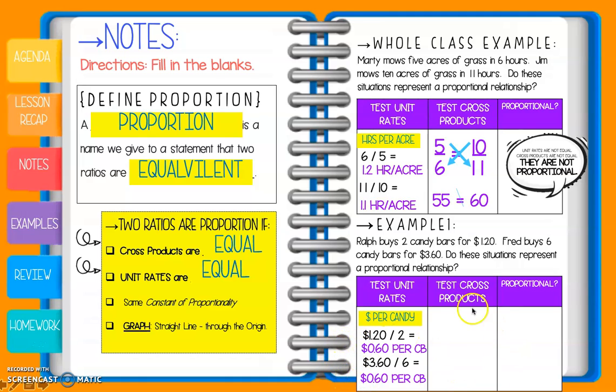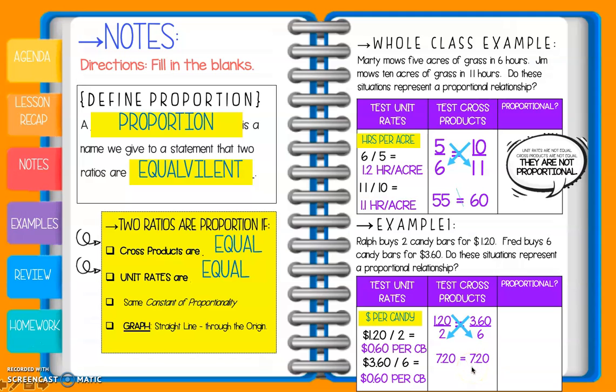Okay. Let's test their cross products. We're going to put the price on the top and then the candy bars on the bottom. So we have $1.20 over 2 candy bars, and we want to know, are the cross products equal for $3.60 for 6 candy bars? And again, we're going to cross multiply 120 times 6. Then we're going to cross multiply 360 times 2. When we do that, we get $7.20 on both cross products.